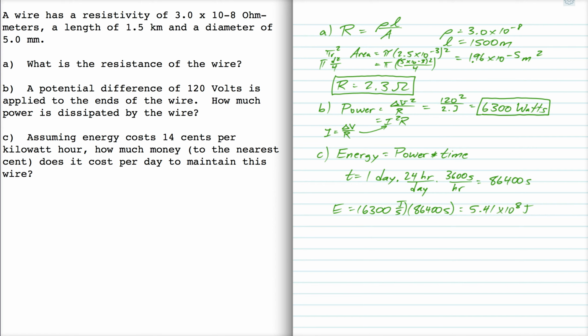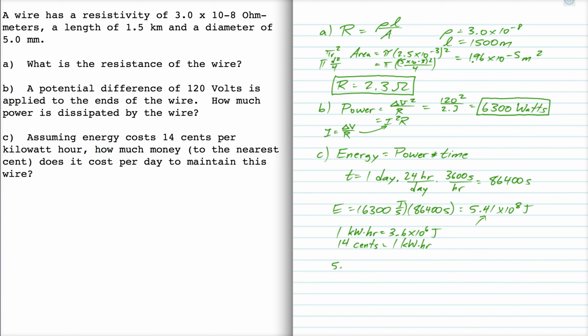But now we got to convert that into kilowatt hours and cents and so forth, right? So, of course, 1 kilowatt hour, that's a unit of energy. Kilowatt hour is 3.6 times 10 to the 6 joules. That's for your formula sheet. But we're also given the relationship that money equates to energy in this case, where 14 cents is equal to 1 kilowatt hour. So I'm basically going to convert this energy into money.